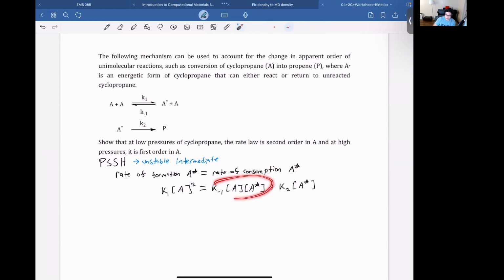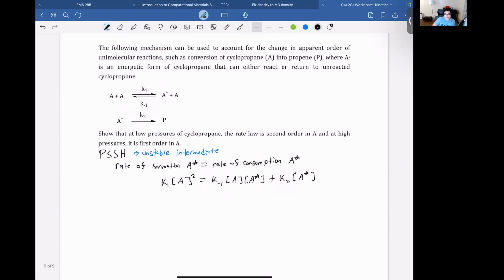So once again, this one is this reaction going backwards. That's one way A star gets consumed, plus the rate that it gets consumed and forms P. That's the other way. You can just add up the rates. You solve for the concentration of A star here. Doing a little bit of algebra, you factor out the A star from the right, and then you just divide. I'm not going to write that out.